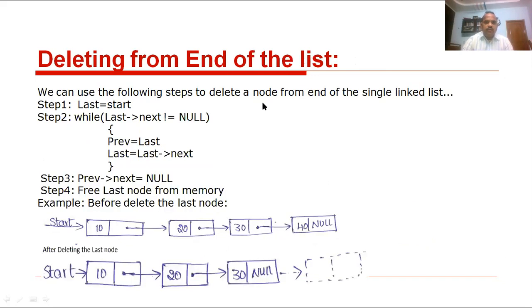Then deleting from the end of the list. We can use the following steps to delete a node from the end of the single linked list. Step 1: last equal to start.